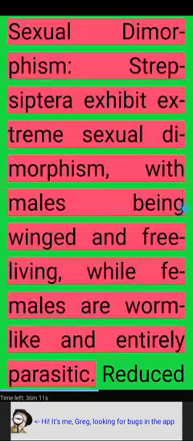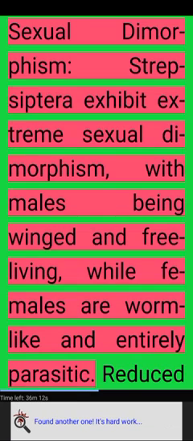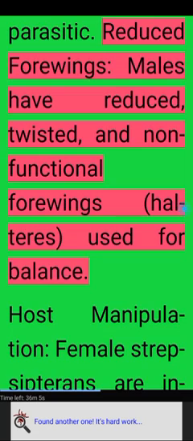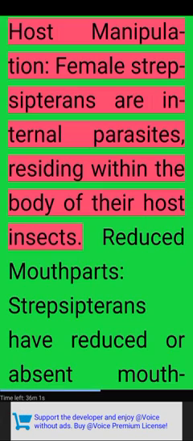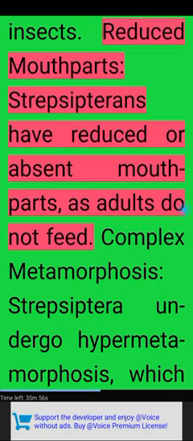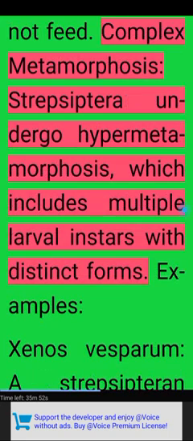Diagnostic characteristics. Sexual dimorphism. Strepsiptera exhibit extreme sexual dimorphism, with males being winged and free-living, while females are worm-like and entirely parasitic. Reduced forewings. Males have reduced, twisted, and non-functional forewings, with halteres used for balance. Host manipulation. Female strepsipterans are internal parasites, residing within the body of their host insects. Reduced mouthparts. Strepsipterans have reduced or absent mouthparts, as adults do not feed. Complex metamorphosis. Strepsiptera undergo hypermetamorphosis, which includes multiple larval instars with distinct forms.